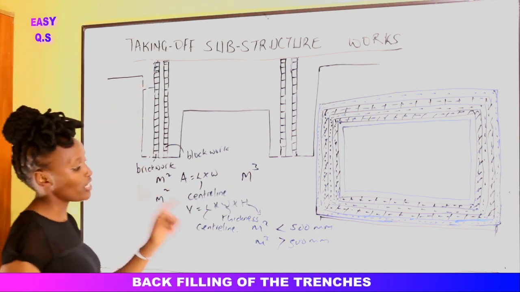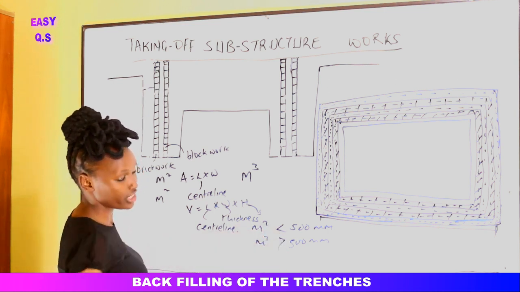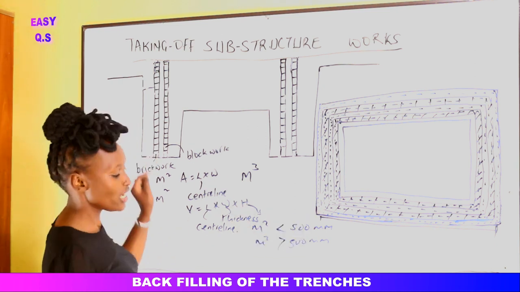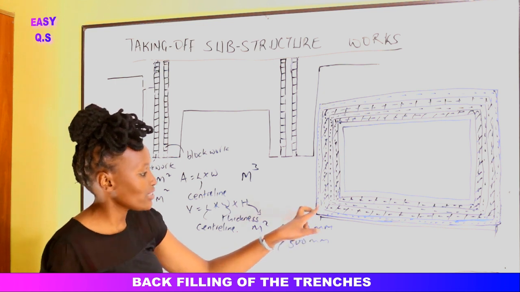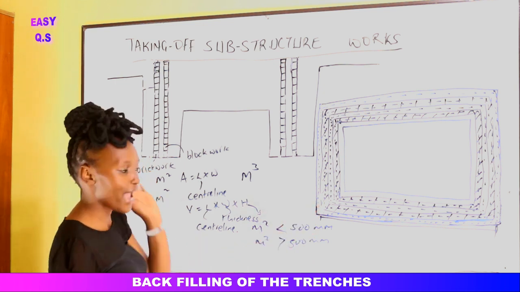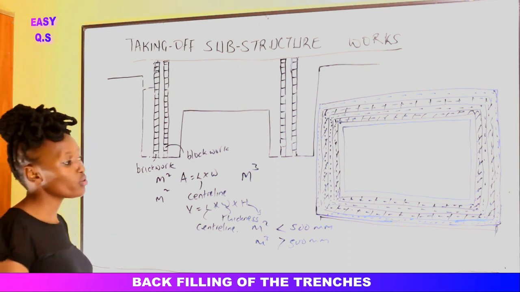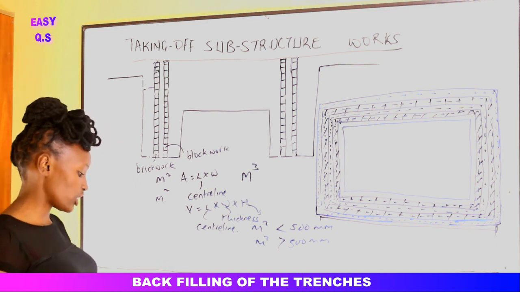Because we are told to measure it in meter squared if the spread is less than 500. So if it's less than 500, center line times the height. If it's more than 500, it shall be center line times the thickness of the spread times the height. Alright? So that one is the backfilling to the external trenches, to the external faces of the trench.